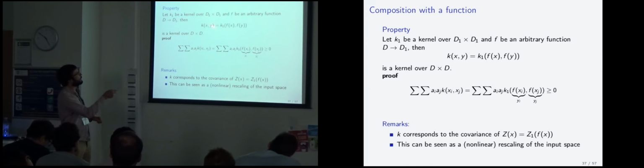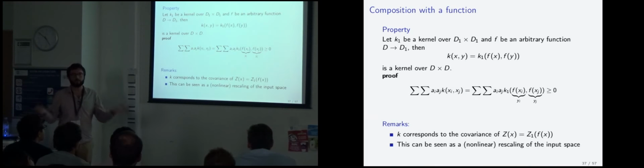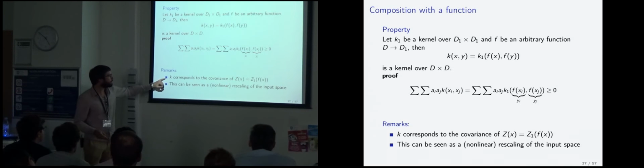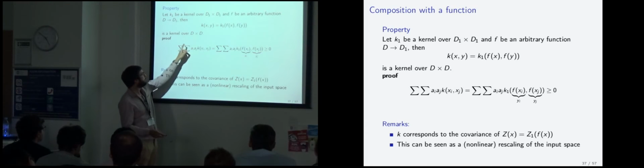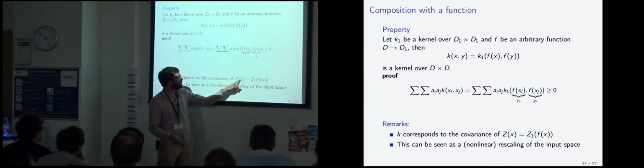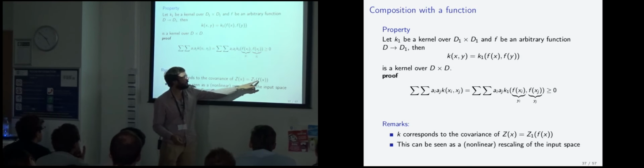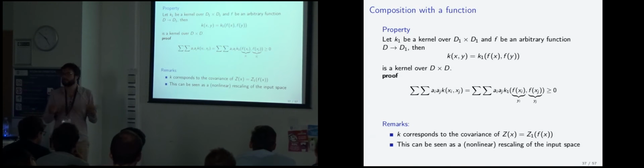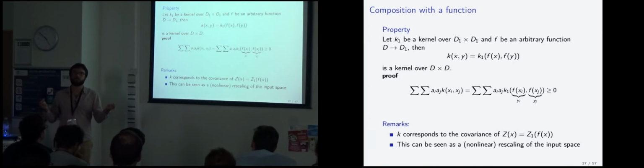So whatever the function f is over here, it can be an arbitrary function, this is going to be still positive semi-definite. You can either do the proof directly from the definition, or you can just notice that this is the covariance of the GP defined by z of x equal to z of f1 of x. So it's just a remapping of the input space, but that's still a GP. Remapping the input space does not change the fact that we still have a GP. Right?